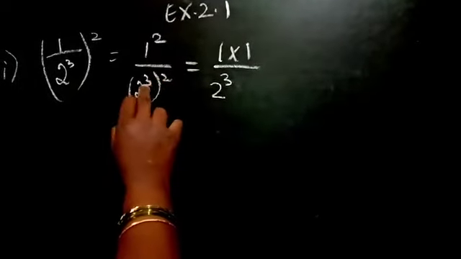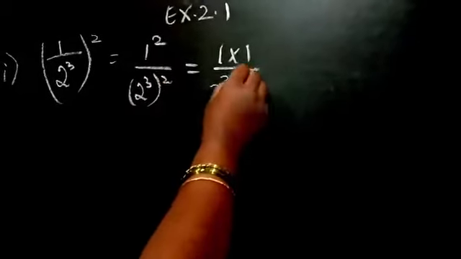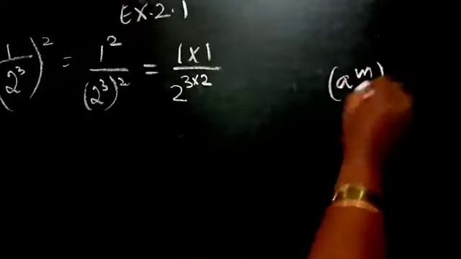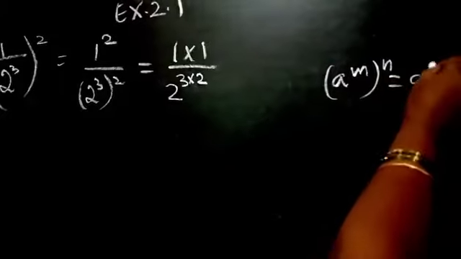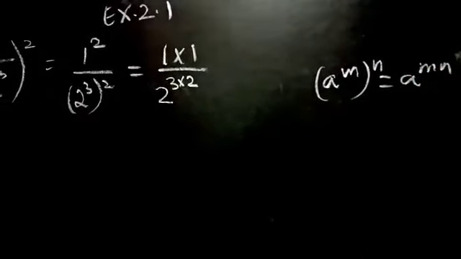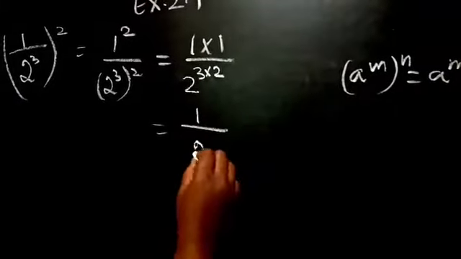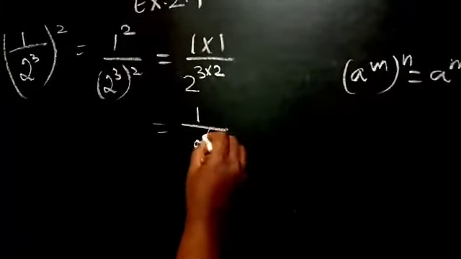The whole square, 2 threes are 6, we can write, because (a power m) the whole power n is equal to a power m into n. So here 1 into 1, 1 divided by 2 to the power of 2 threes are 6 is our answer.